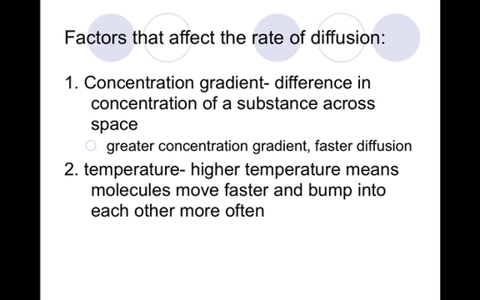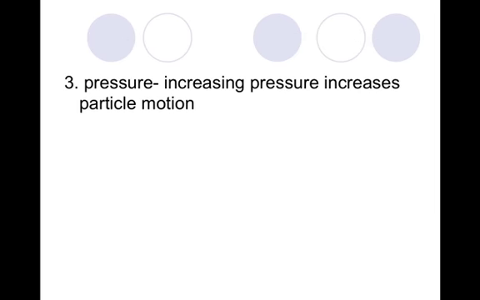There are some factors that affect the rate of diffusion, and you do need to know these for the test. One is the concentration gradient. The greater the concentration gradient, the faster diffusion. Next is temperature. The higher the temperature, the quicker those molecules are going to move. And the pressure. If you increase the pressure, it increases the particle motion.